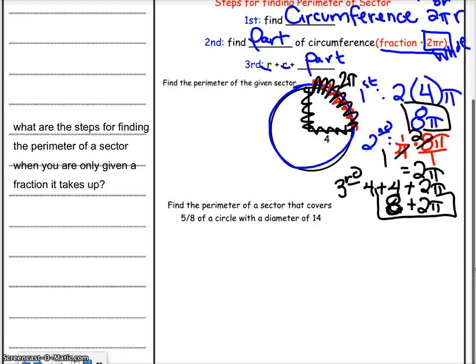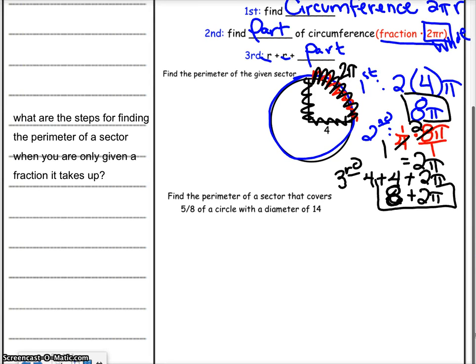Don't combine them. That is not 10 pi. It's not. Pi is like a variable. They're not like terms. Okay, so you have to keep them separate. Got it? You got it? Maybe?